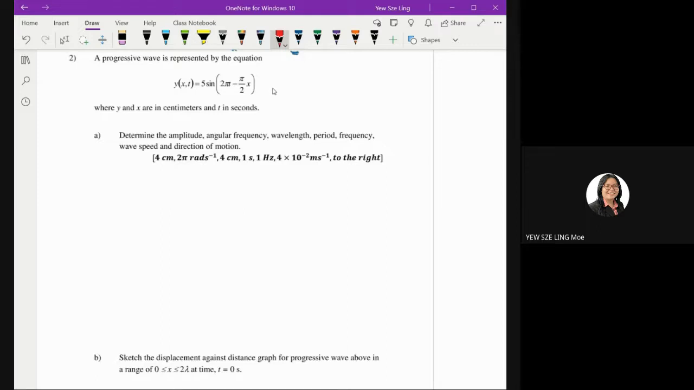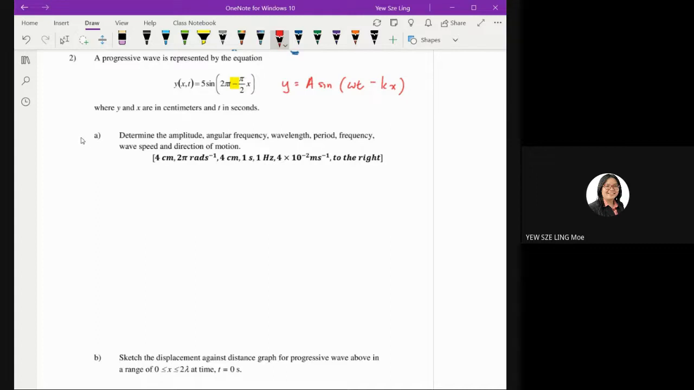Compare with the general equation. So y equals to 5 sine (2 pi t minus pi over 2 x). The general equation is y equals to a sine omega t, now because the equation gives you negative, you keep the negative sign in your general equation, so negative kx. So determine the amplitude, the angular frequency, wavelength, period, frequency, wave speed, and the direction of motion based on the equation given.